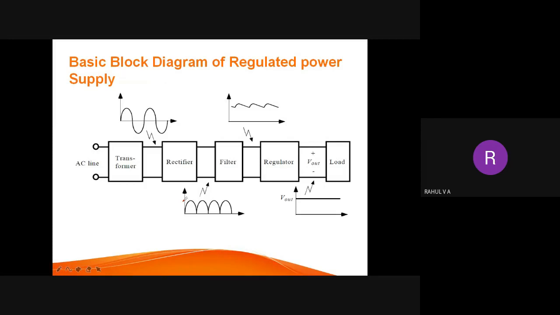Then we have the filter circuit. This filter circuit will convert this pulsating DC to almost a pure DC. It is not exactly pure DC, but almost pure DC. You can see that this waveform has changed a lot and it is almost a straight line, but not exactly a straight line. So the filter circuit will convert pulsating DC into pure DC.